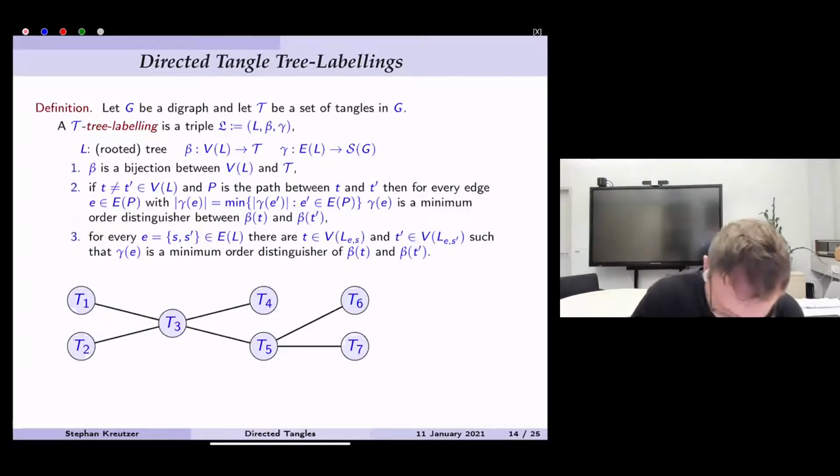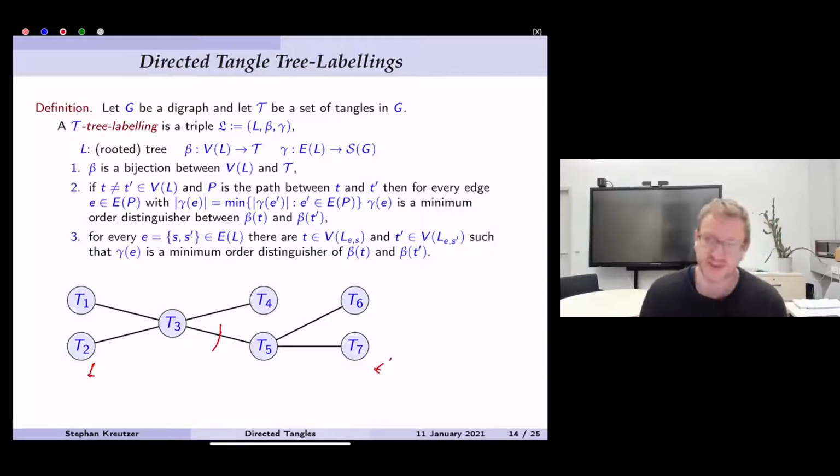So this is the nicer drawing version of it, just to record. These are the things that we want. We want every edge to distinguish two tangles in an optimal way, and if you have tangles along the path, then the minimum order edge would also be the best distinguisher between the two tangles.